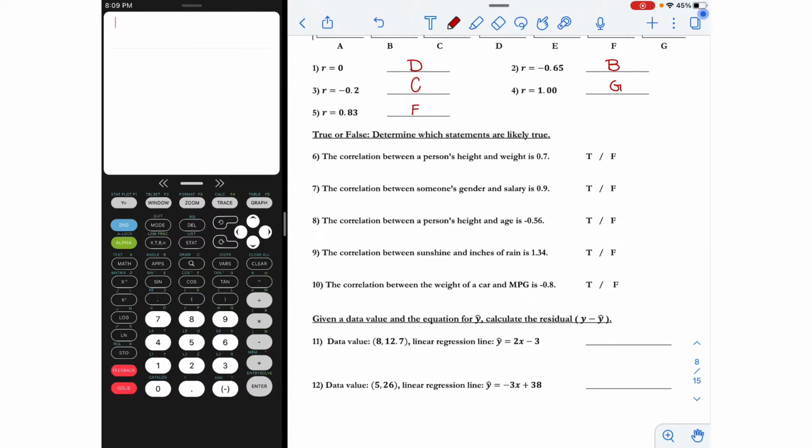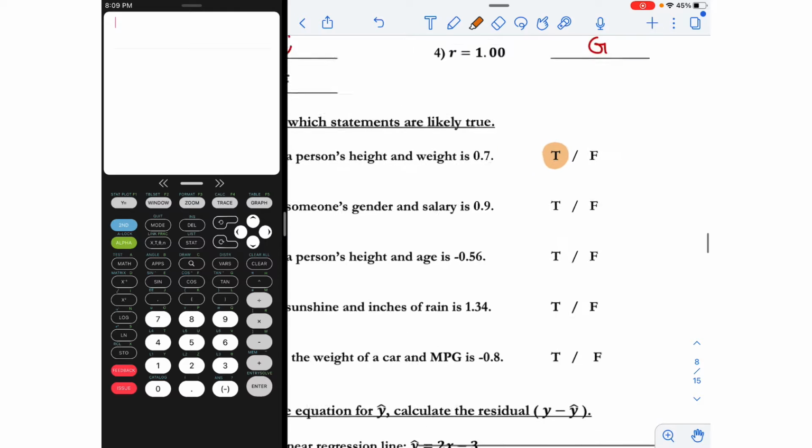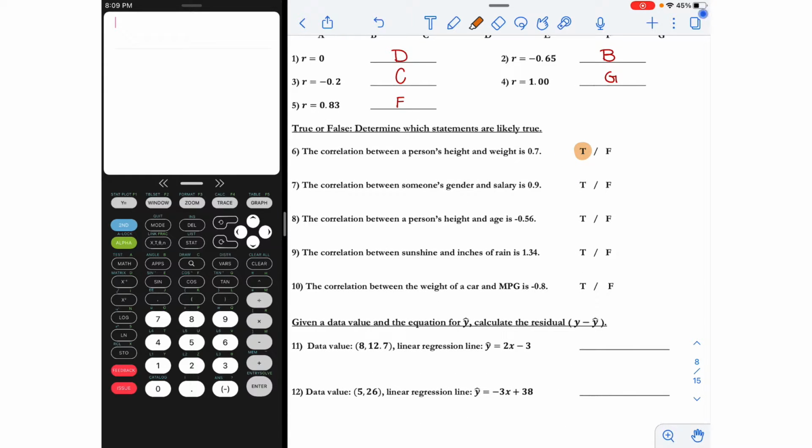So the correlation between a person's height and weight is 0.7. I would say that this is true. Generally, the taller you are, the more you're going to weigh. I understand that that's not always true, right? Like you might be tall and very, very thin, so you might not weigh as much. I understand that that's a possibility. Or you might be short and stout, and so maybe you weigh more. I don't know. But in general, the taller you are, the more you're going to weigh.